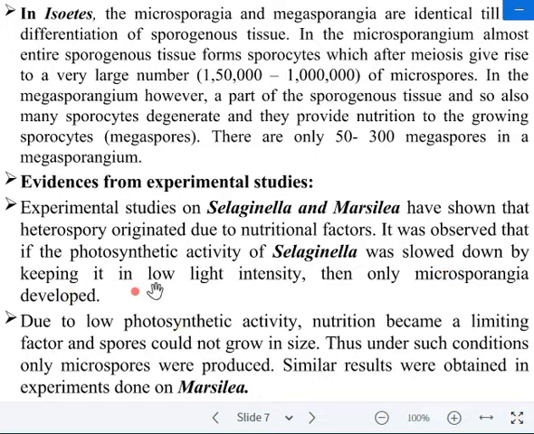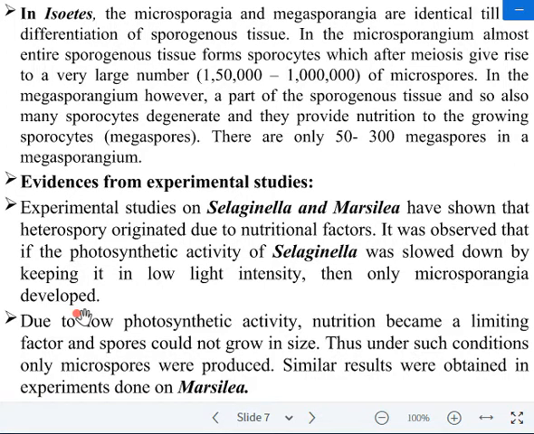down by keeping it in low light intensity, then only microsporangium develop. यदि आप सिलेजिनेला के प्लांट को कम लाइट में रखें तो इसमें आप देखेंगे कि केवल माइक्रोस्पोरेंजिया ही डेवलप होते हैं, यानी कि माइक्रोस्पोर ही डेवलप होते हैं, यानी कि इसमें क्या होगा कि लिमिटेड फूड ही फोटोसिंथेसिस रेट घट जाएगा। Due to reduction in the photosynthetic rate there is a reduction in the production of the food, as a result the limited food supply to the spore.